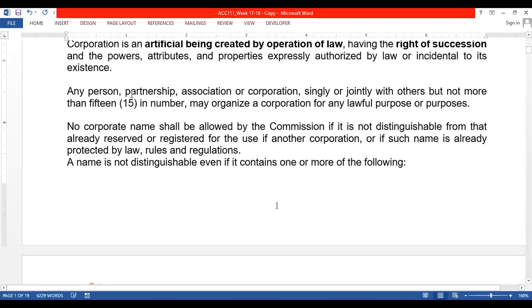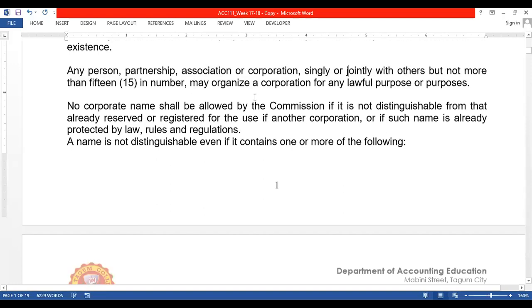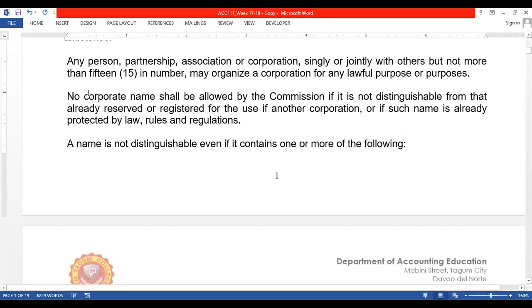Any person, partnership, association, or corporation, singly or jointly with others but not more than 15 in number, may organize a corporation for any lawful purpose or purposes. So any person, even a partnership, association, or corporation, can jointly create a corporation. And then it says no corporate name shall be allowed by the commission if it is not distinguishable from that already reserved or registered for the use of another corporation. So there is no corporation with the same name.